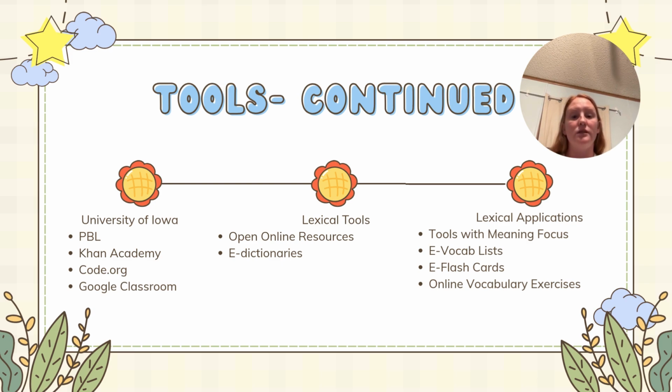Within our readings, lexical tools would be open online resources, which could be like Google searches, and then the use of e-dictionaries for vocabulary. And then lexical applications would be tools with some kind of meaning focus. You could use e-vocabulary lists, e-flashcards, and online vocabulary exercises.